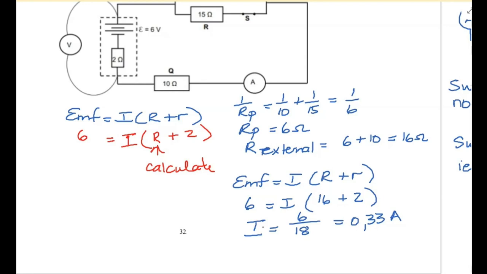Guys, quick one. Let's just consider what the current would have been if you didn't have an internal resistance. You should be able to type it in the chat for me. If you did not have an internal resistance, what would your current have been? Ohm's law.